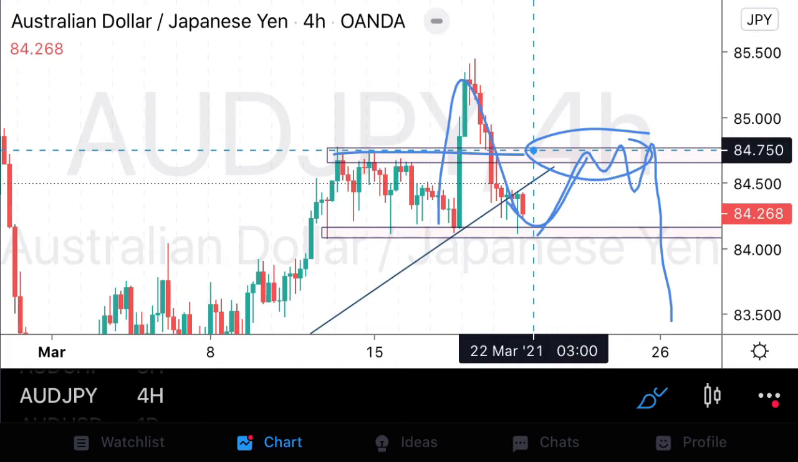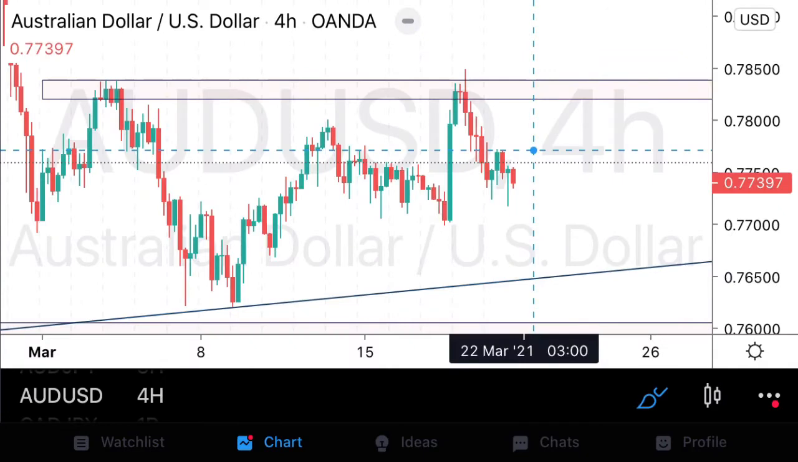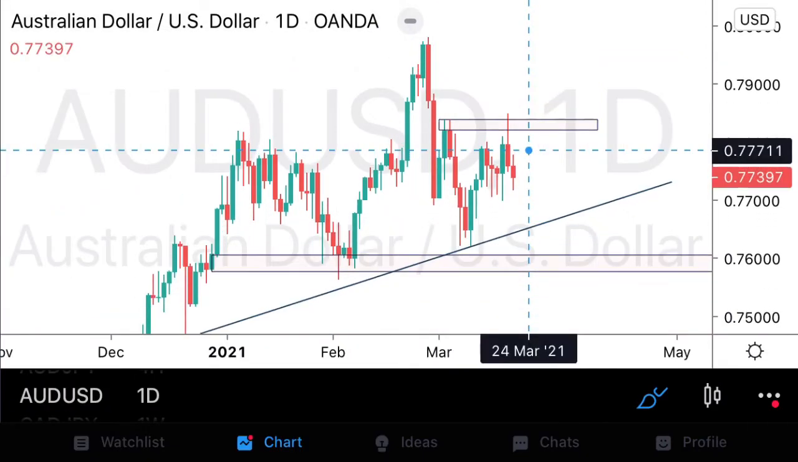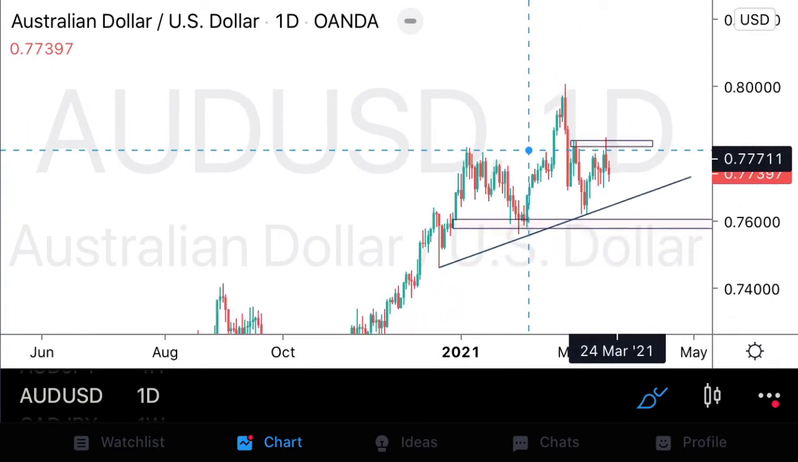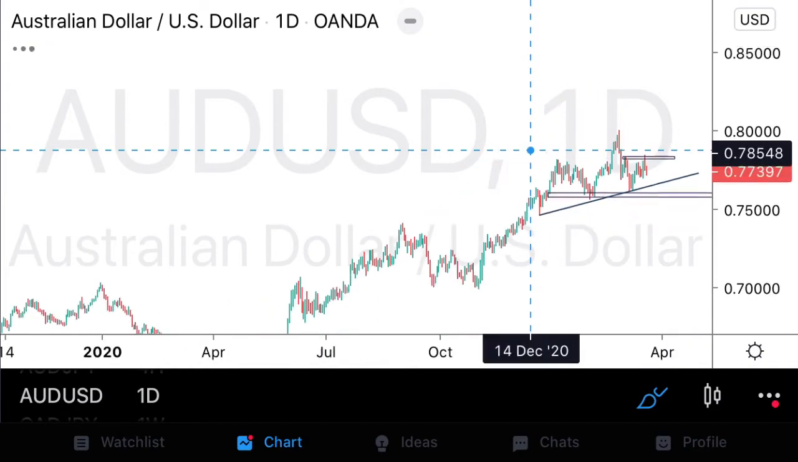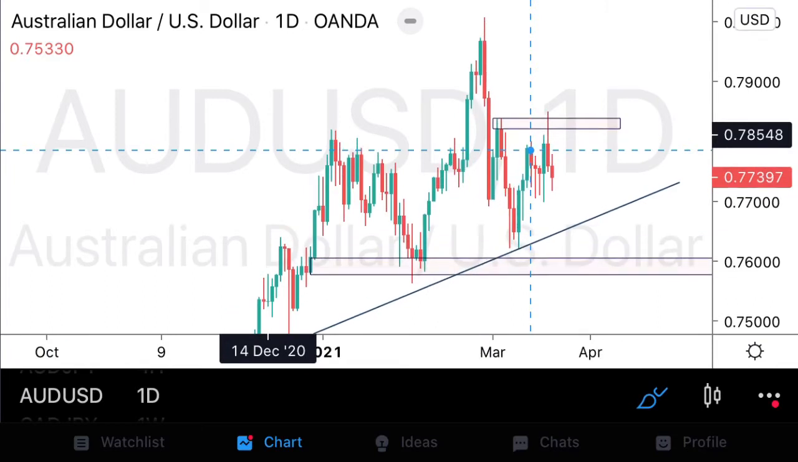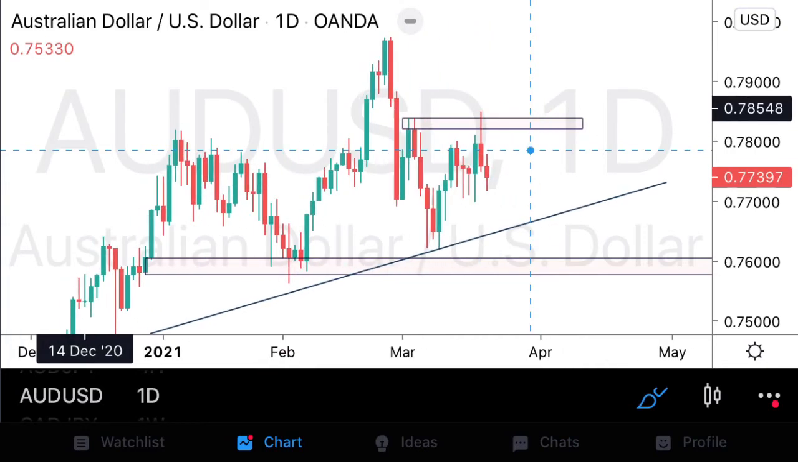So let's go down onto the next pair, that's Aussie dollar. Aussie dollar, let's go up to the daily. So guys, daily structure looks almost exactly the same as Aussie yen. We won't really go into our larger time frame structure. I think that's taking quite a lot of time right now. We want this video to be as short as possible with as much value as possible, so let's just do it like that.